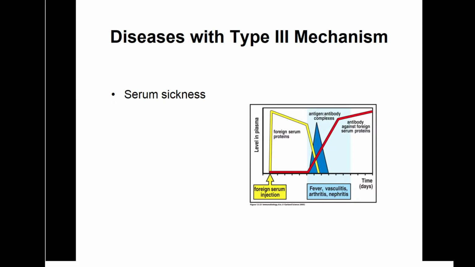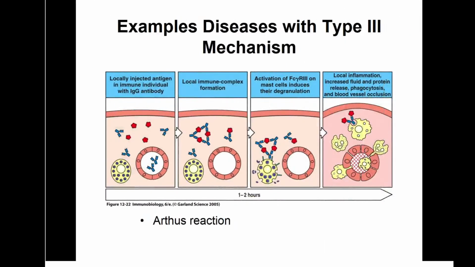Serum sickness, as you see, has three stages again. The immune stage follows the serum injection, and this incubation basically means the immune stage, and it goes on to the clinical stage in a couple of days or weeks. Then there is the Arthus reaction, which you can see.